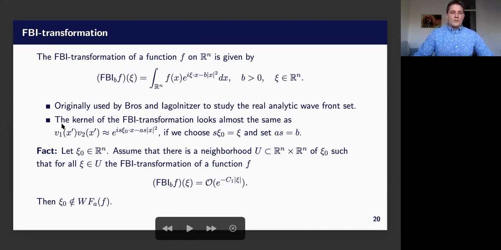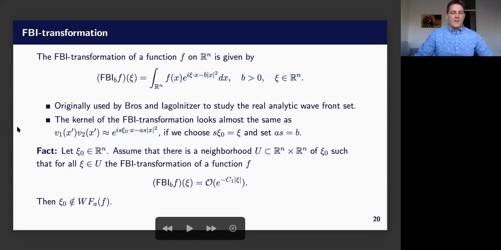Note now that the kernel of the FBI transformation almost looks the same as the product of two Gaussian beams, V1, V2. And as we discussed in the previous slide, it roughly looks like e to the power i s psi dot x minus a s psi squared. So if we choose, in particular, s psi naught to be psi and a s to be beta, we see that this here looks exactly like this here.